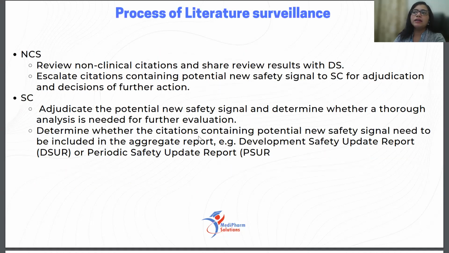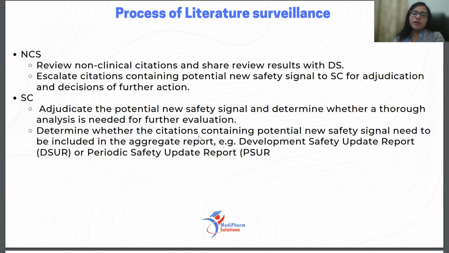And as I said, the non-clinical safety team is going to review the non-clinical citations, and they are going to review the results with the drug safety team, because we are not dealing with any kind of non-clinical trial or non-clinical citations. They are going to review with the drug safety team and escalate any kind of new signals that they have found. Like, while processing their animal studies, they haven't noticed an adverse event of myocardial infarction. But at this point in time, while doing this search, they have found a new safety signal of myocardial infarction. They're going to forward this to the safety committee for the review and their decision if they want to proceed further with that signal, and work upon that signal and make it into the aggregate reports.